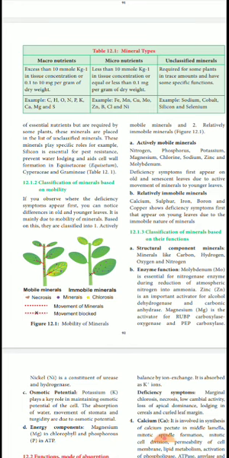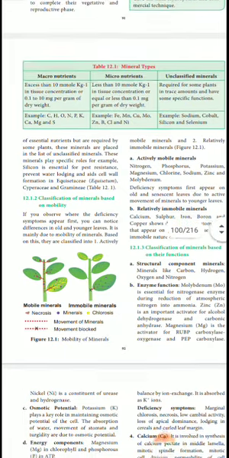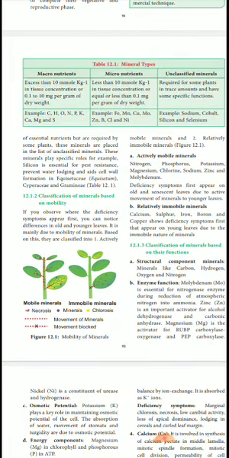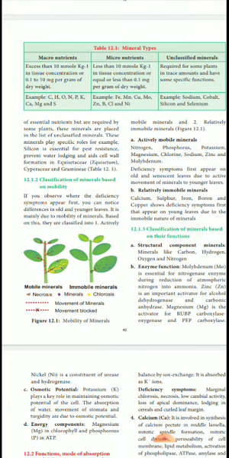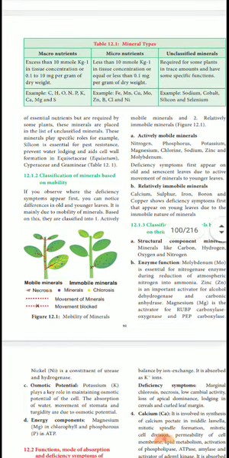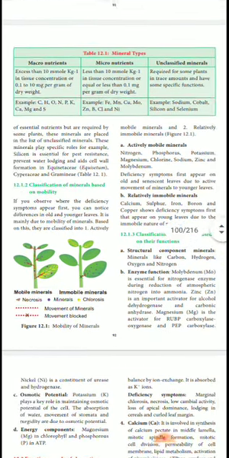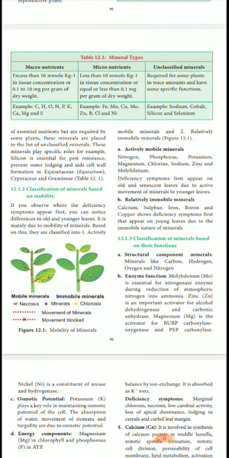Example: C, H, O, N, P, K, Ca, magnesium and sulfur. Micronutrients means less than 10 mmol per kilogram, that is, less than 0.1 milligram per gram of dry weight. That we call micronutrients. Examples: Fe, Mn, Cu, Mo, Zn, B, chlorine and Ni.